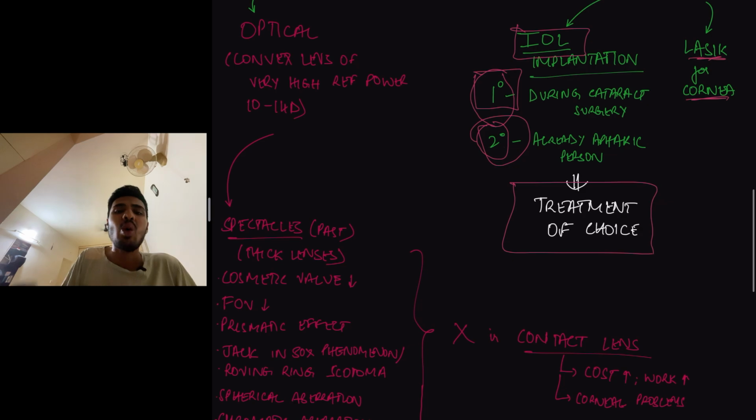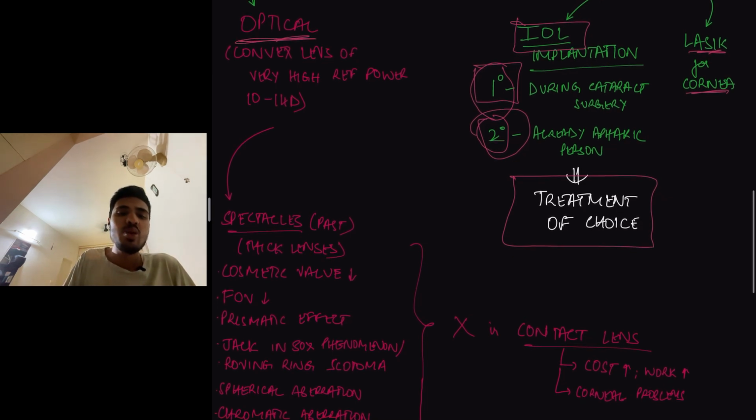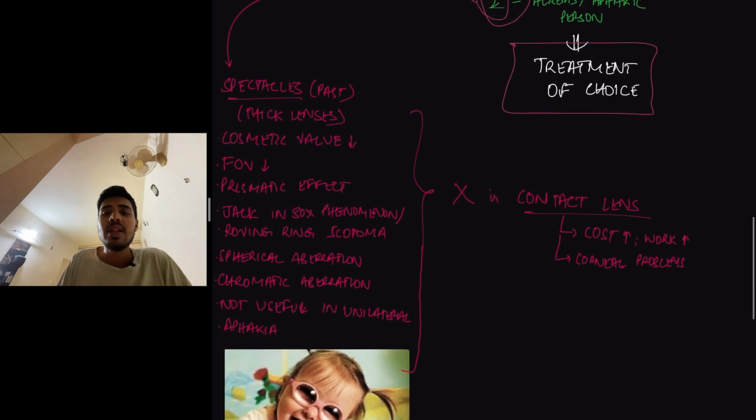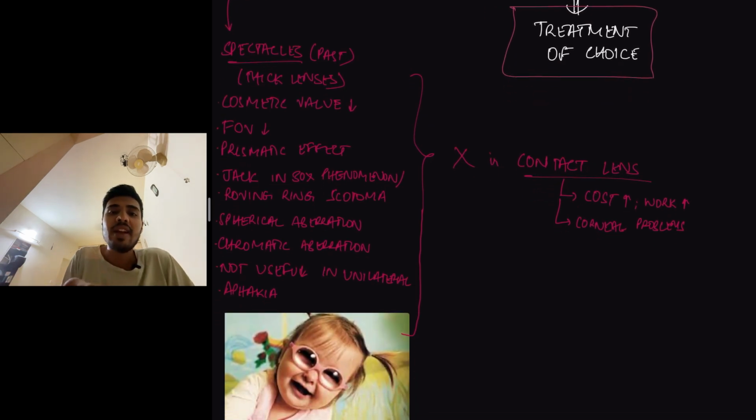Understood? Now, optical treatment, in the olden days we used to use it, where we use a convex lens of very high refractive power, 10 diopters, 14 diopters. It acts like a lens, our own lens from outside. It converges all the light rays. So, how do we do this? See, now there are two things. You can either use aphakic spectacles or you can use aphakic contact lenses.